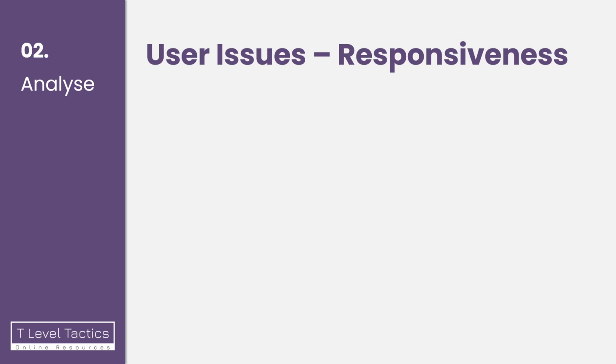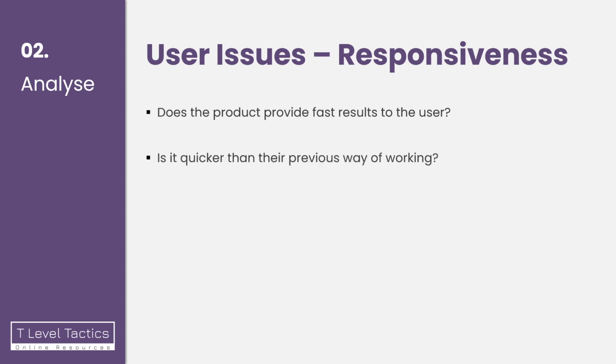Responsiveness is all about how quickly the customer perceives the product or service to work for them. Is it providing fast results to the user? Is it quicker than their previous way of working? Does it involve fewer steps to achieve the same result? If they're feeling like it's not quicker than before, is this because we haven't met their needs correctly, or is it because the user doesn't understand how to use the system properly yet? Are they getting confused along the way? Do they need to be shown how it works? Or do we need to do some additional work behind the scenes?